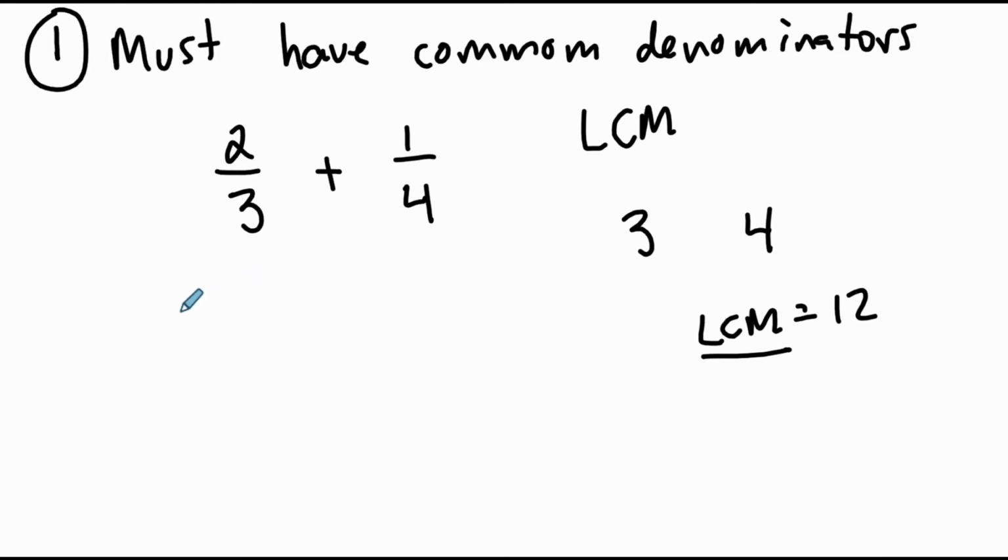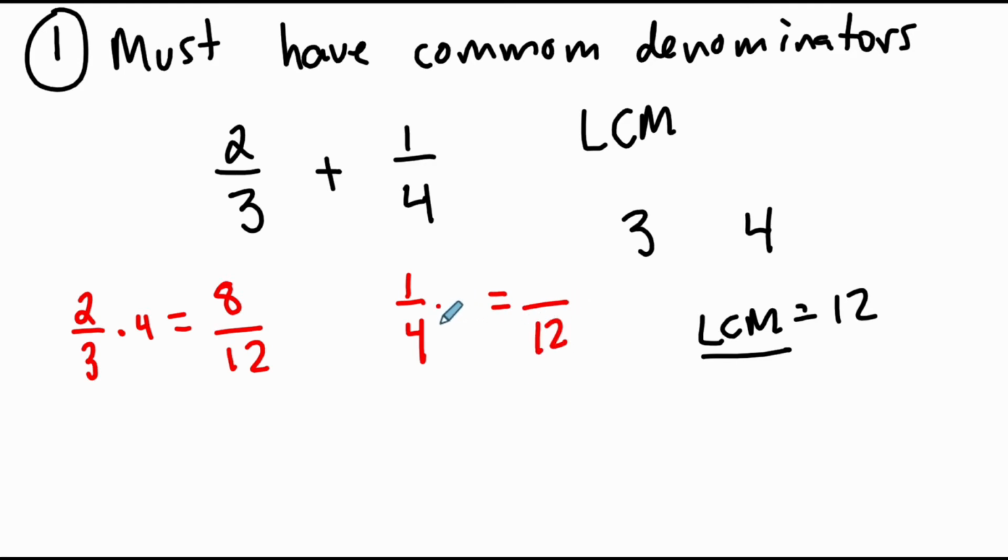I'm going to multiply 2/3, and I'm going to multiply both the numerator, the number on top, and the denominator, the number on the bottom, by 4. 2 times 4 is 8. 3 times 4 is 12. So I'm turning 2/3 into 8/12. And I'm going to do the same thing for 1/4. 1/4 times what is going to give me 12ths? All times 3. 4 times 3 is 12.